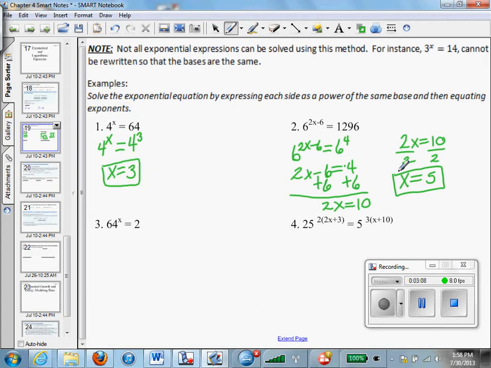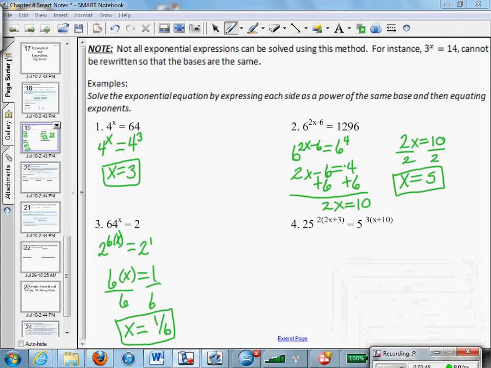On number 3, we have 64 to the x power equals 2. Well, 2 can't be broken down any farther, so it's just 2 to the power of 1. While 2 raised to the 6th power is actually 64. So we can just multiply that power of 6 times the x. So now let's bring down our power: 6 times x equals 1. Since our bases are the same, let's go ahead and divide both sides by 6 to get the variable alone. So now we just have x equals 1/6.